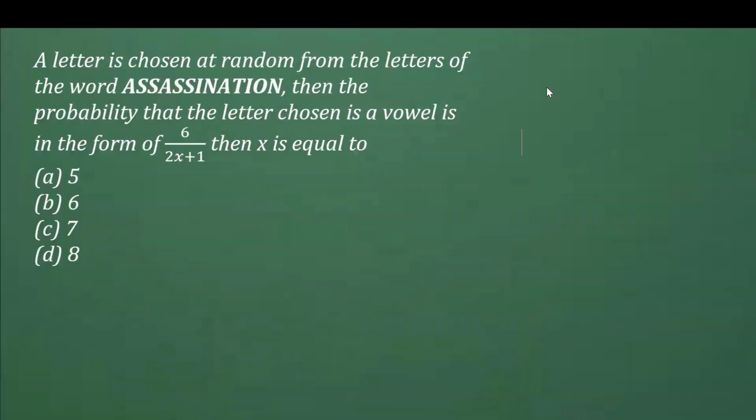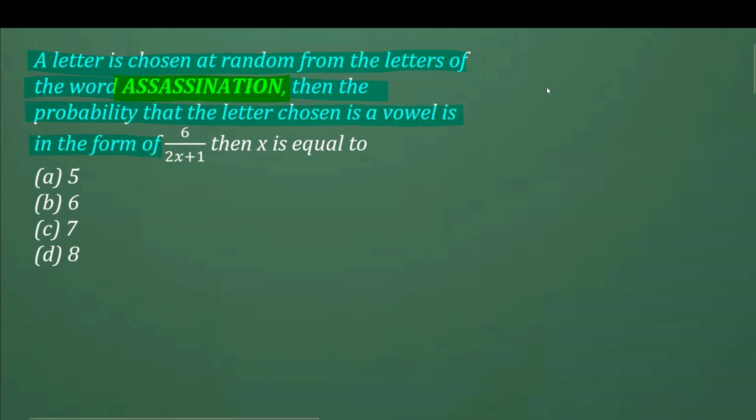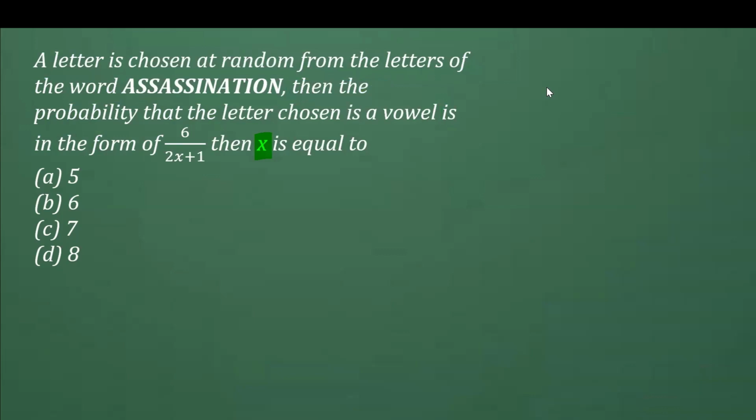In the next question, it says a letter is chosen at random from the letters of the word assassination. And then the probability that the letter chosen is a vowel is given in this form. So they have already given the probability for selecting a vowel, and then we have to find the value of this variable x. So first of all, we should count the number of letters. This is 3, 3, 6, 3, 9, 3, 12, 1, 13. We have 13 as the total number of letters.